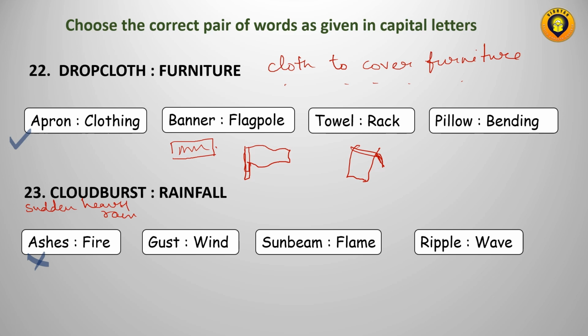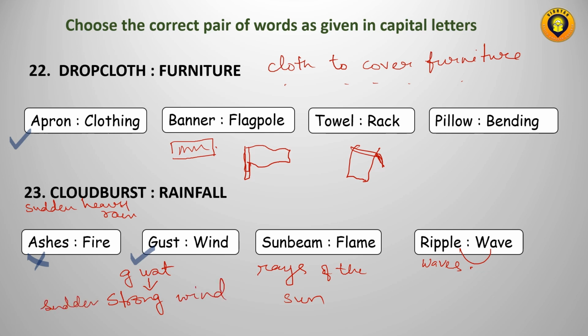Sunbeam is sun rays. Rays of the sun. Okay. Beam means light. Light of the sun or rays of the sun. Flame means the flames of fire, right? Ripple also means wave. So these are synonyms. Okay. So here only we can say gust is to wind is the correct answer. Why? Because gust means strong wind, sudden strong wind. So sudden heavy rain and gust is sudden strong wind. It is also rainfall, this is also wind. So according to this, gust and wind will be the correct option.